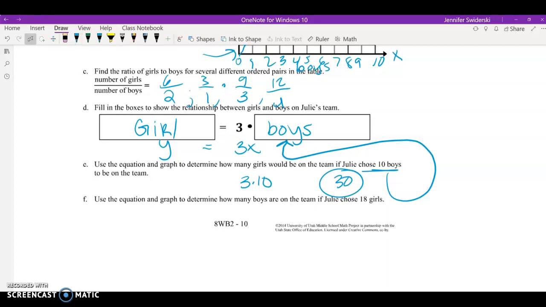Use the equation and graph to determine how many boys are on the team if we have 18 girls. Well, that would mean I'm plugging 18 in over here. I get 18 equals 3 times b, or 3b. How could I solve for b? Divide both sides by 3. So the number of boys on my team would have to be 6.